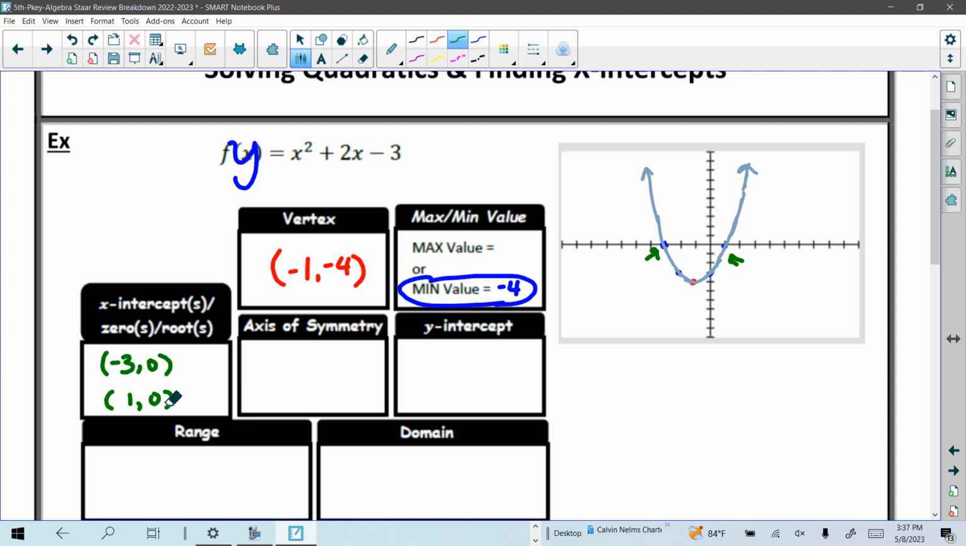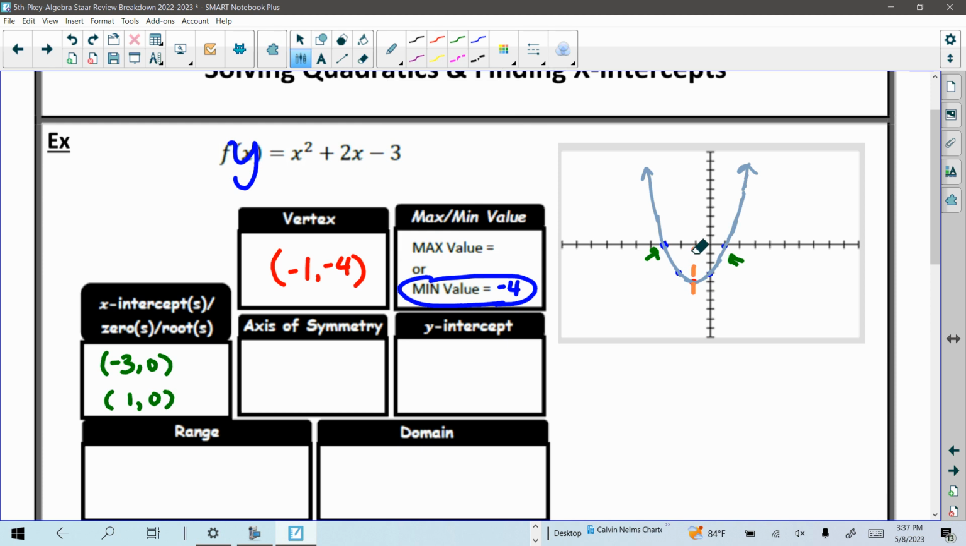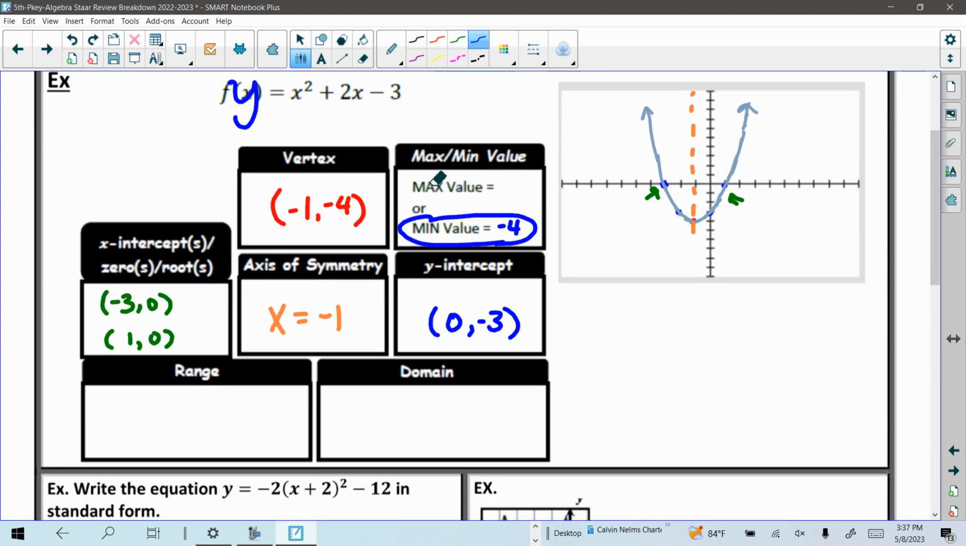Axis of symmetry, that's when the parabola gets cut in half and it goes through the vertex. So it would go through like here. This would be x equals -1. Our y-intercept we can physically see on the graph, here is where it touches the y-axis, and that is at 0, -3. Our range deals with our max or our min. We have a min here, and it's at -4, so our range is y greater than or equal to -4. Domain is always all real numbers.